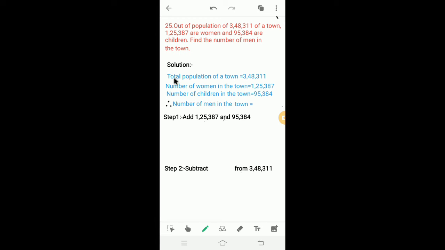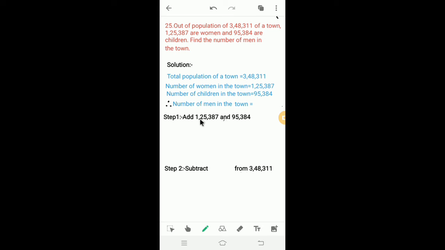Let's see the solution. Total population of a town is equal to 3,48,311. Number of women in the town is equal to 1,25,387. Number of children in the town is equal to 95,384. Here two steps are possible. So first we have to add number of women in the town and number of children in the town. So we have to add 1,25,387 and 95,384.